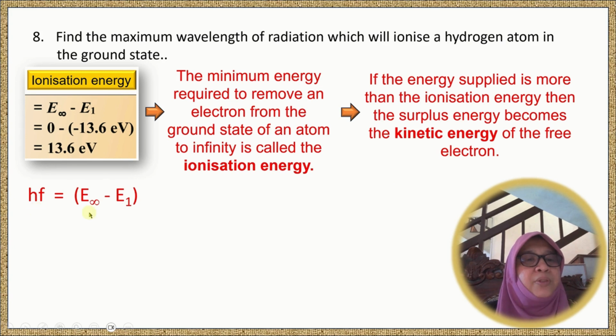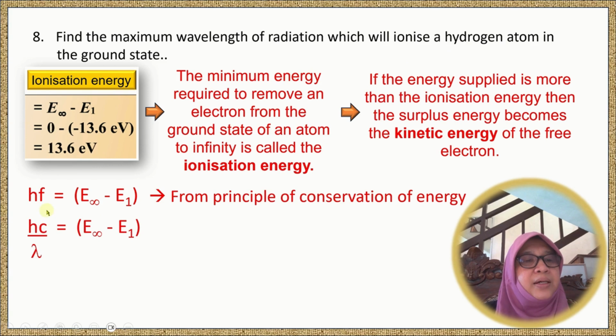So this one is from the principle of conservation of energy. hf equals E infinity minus E1, plus 0. The kinetic energy becomes 0. There is no surplus energy, so plus 0. This is for the complete ionization of the hydrogen atom.